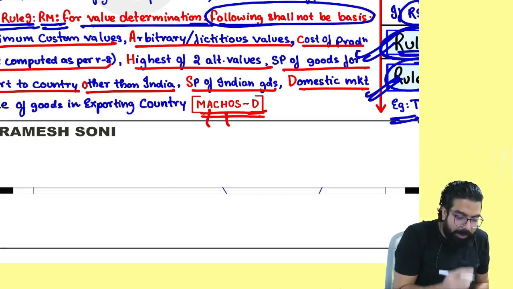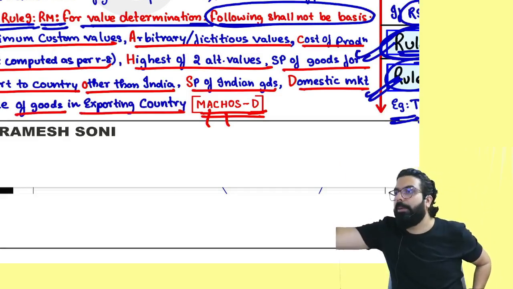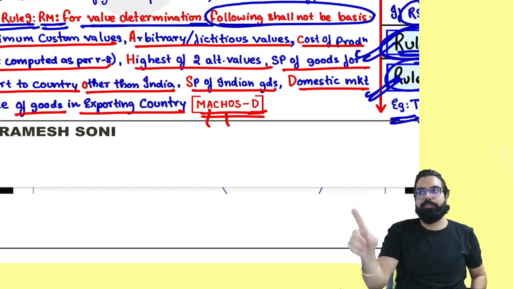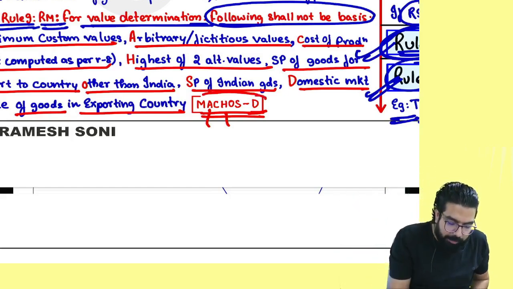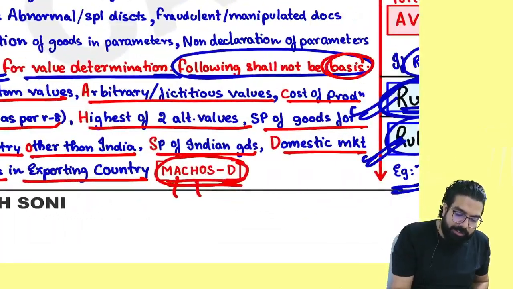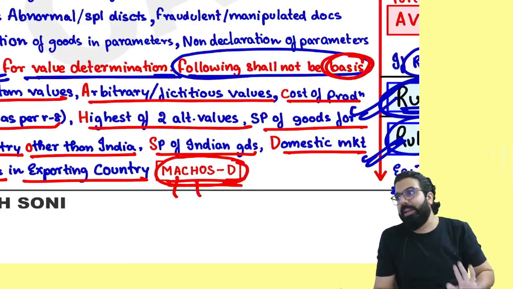D for domestic market price of the goods in exporting country. Japan mein what is the selling price of the lungi? Can you apply in India? No. That is called as machos. D. Everyone over here. These are not reasonable means. These values cannot be taken.